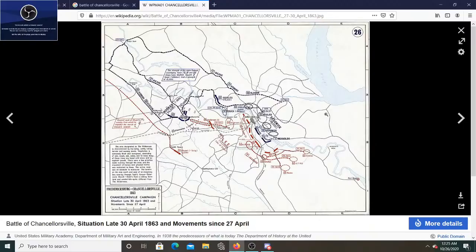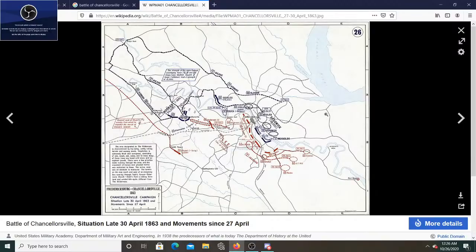Like usually the losses given for Second Bull Run, when you look at them, are actually the losses for the entire Second Bull Run campaign. But for Chancellorsville, from what I've at least seen, it's a little hard to tell which losses are different from one battle to the other.